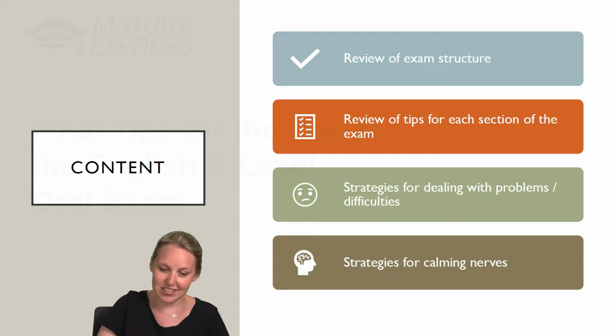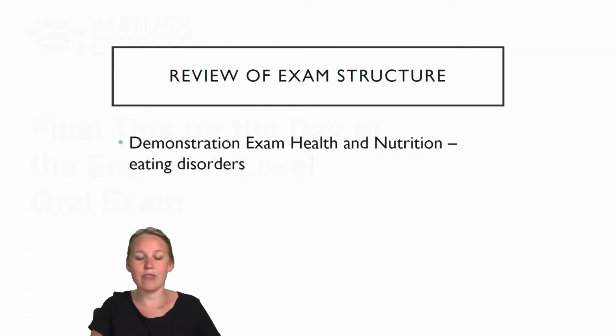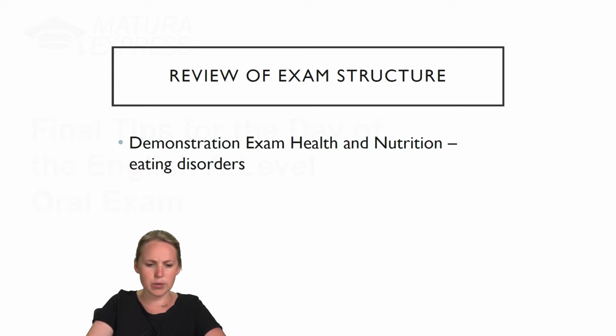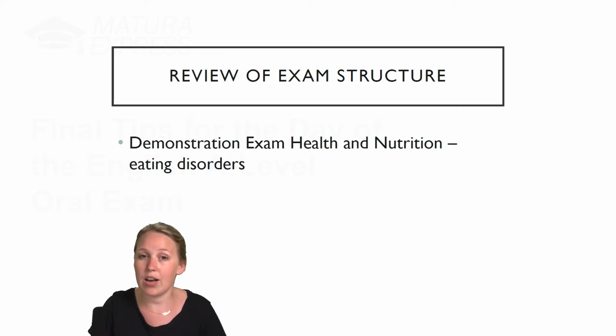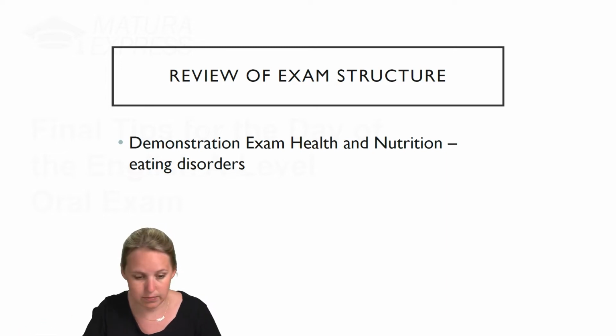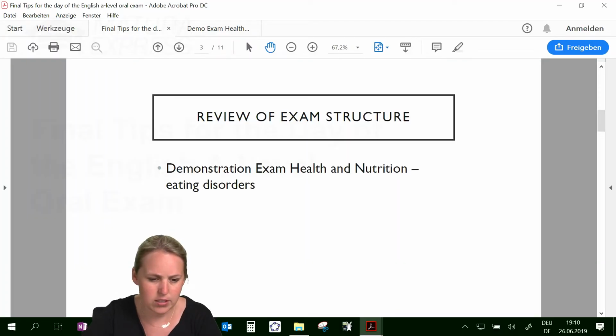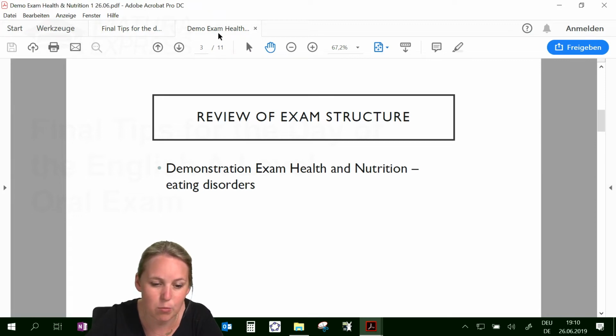Okay, so let's start. Let's have a look at the exam structure in general. We are going to look at the demonstration exam, health and nutrition. It's about eating disorders. We've already talked about this exam, so if you want, you can have a look at our stream, demonstration exam, health and nutrition, where you can see where we actually did the exam. Chris did it, as far as I know. Now let's have a look at the exam once again.